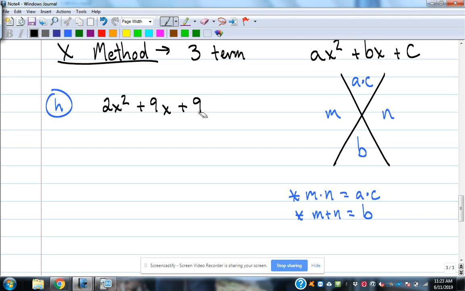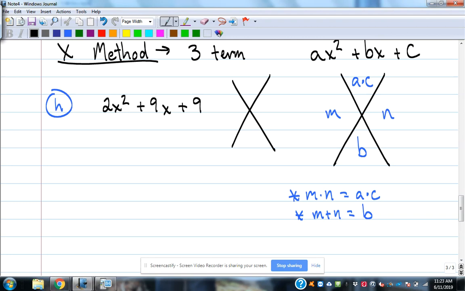Okay. When we set up our x, first thing we want to check for is descending order. This one is in descending order. We're good. Next thing we check for is a GCF. 2, 9, and 9, all of them don't have something in common. So no GCF on this one. Next thing we do is set up our x because it's got 3 terms.